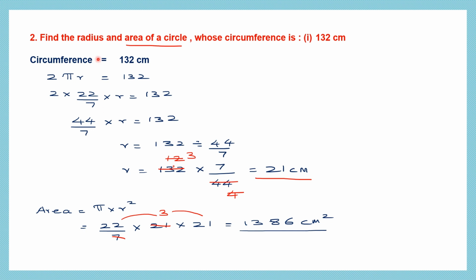We had to find both radius and area. Radius is 21 centimeters and area is 1386 centimeters square. So we can write that here. So radius is 21 centimeters and area is 1386 centimeter square.